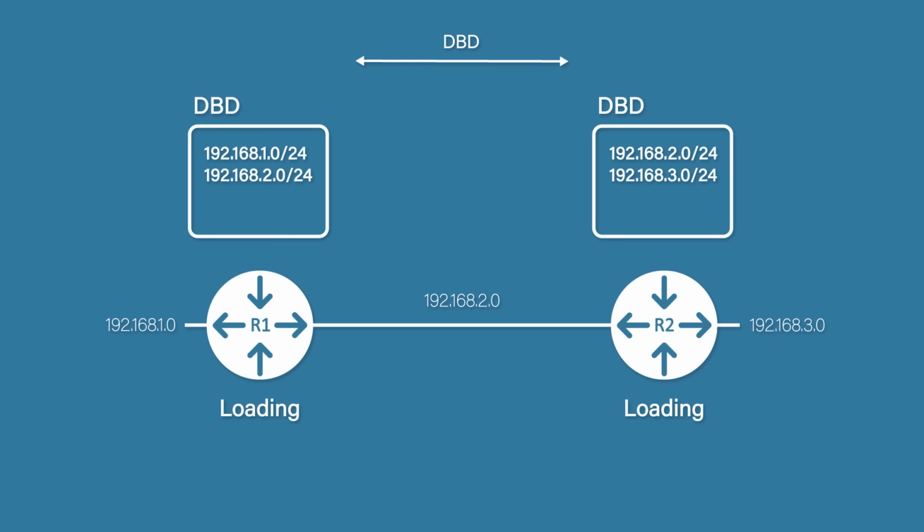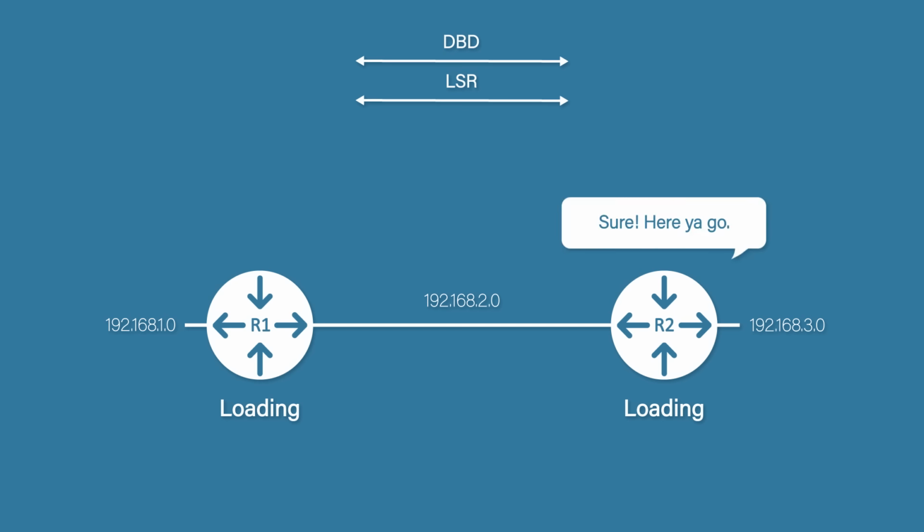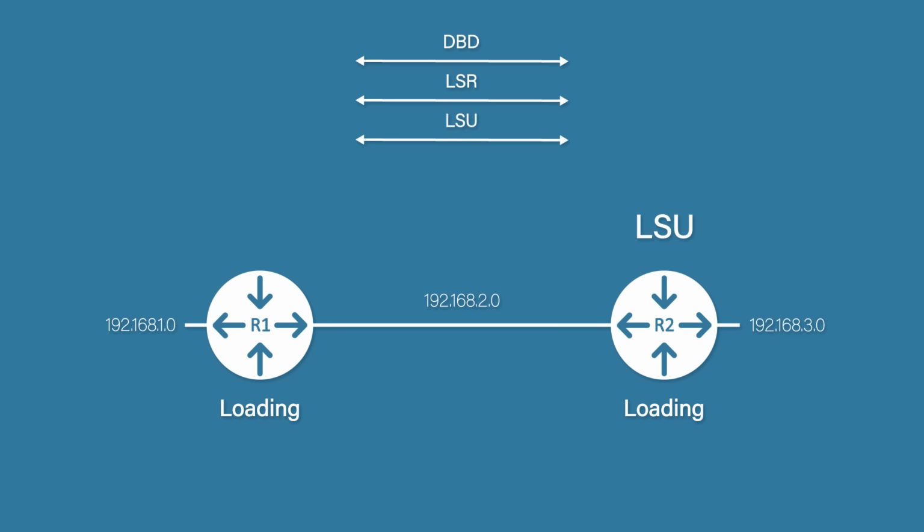firing out updates. So, as an example, router 1 sees that router 2 has the LSA for 192.168.3.0. So it says, can you send me over the 3.0 network? And then sends a request. This request is called a link state request, or LSR. Router 2 responds with, sure, here you go, and sends a link state update, or LSU. Router 1 then sends over a link state acknowledgement, or LSAC.